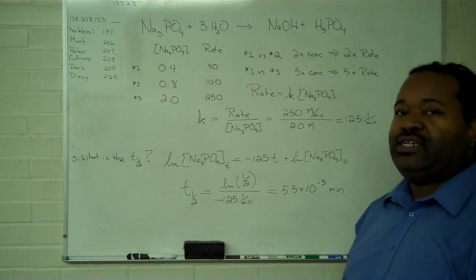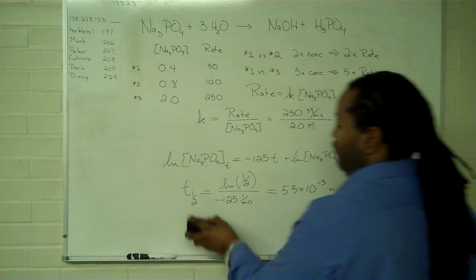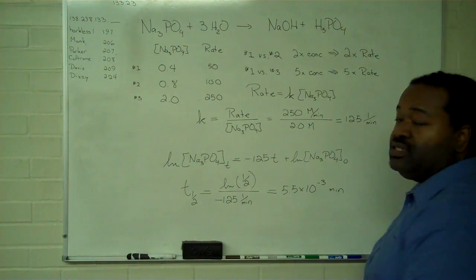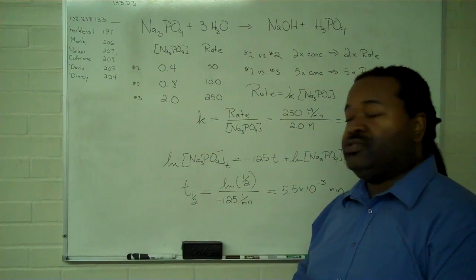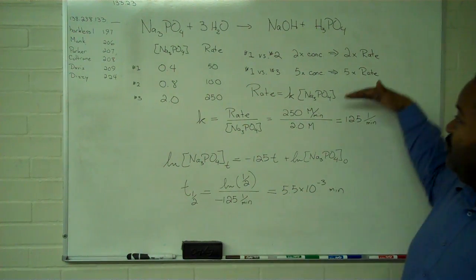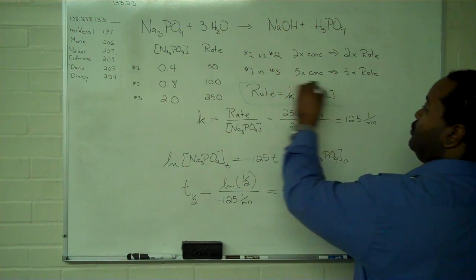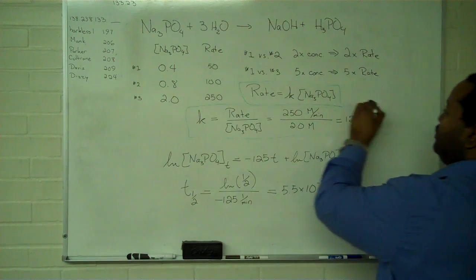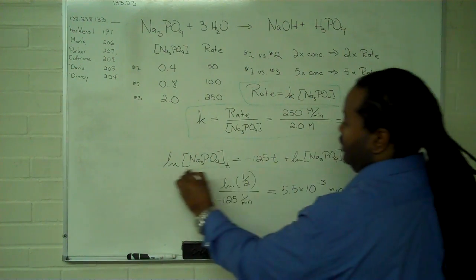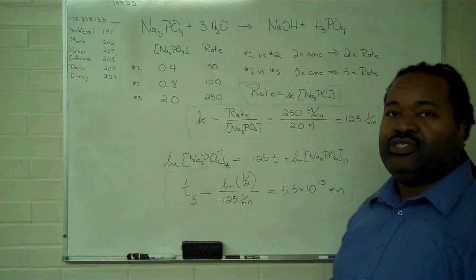So for a first order reaction, we find that when we look for the half-life, that value turns out to be independent of the initial concentration. So this answers all of our questions. We have the form of the rate law. We have the value of the rate constant. And we have the half-life of the reaction, independent of which trial we use.